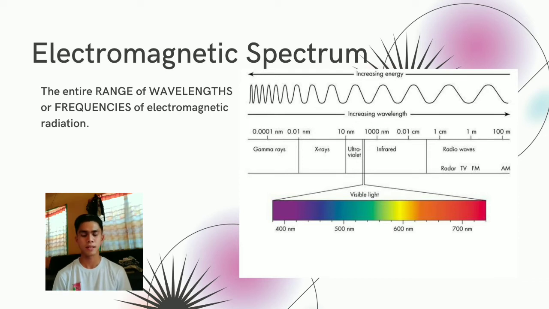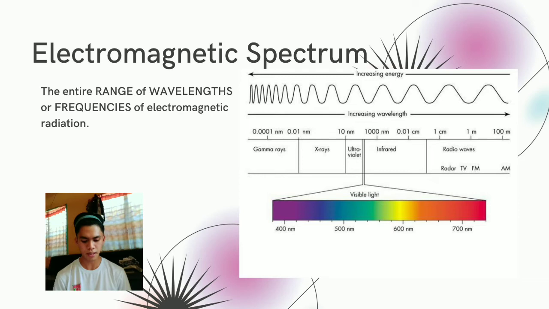So simply, by definition, it is a diagram that shows the range of frequencies of electromagnetic radiation and their respective wavelengths. This radiation has different frequencies and wavelengths. So that is the role of the electromagnetic spectrum. It shows us the wavelengths and the different range of frequencies of those radiation.